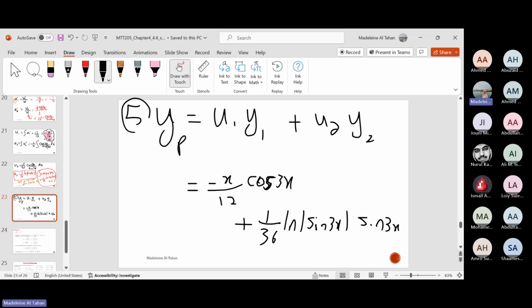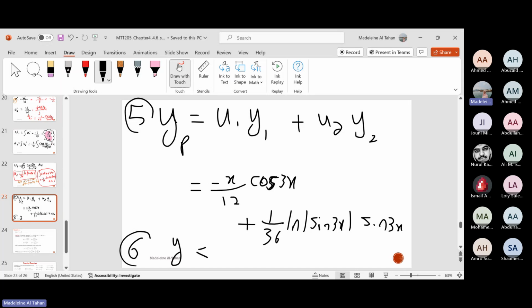Now the last step that we need to do is write y as yh, the homogeneous part, plus the particular solution, and we need to write them. Do we have any questions, miss? Do we have any questions? No.